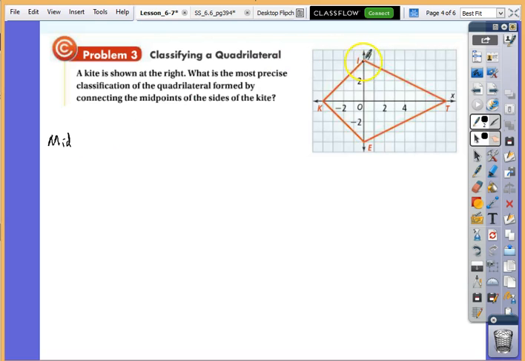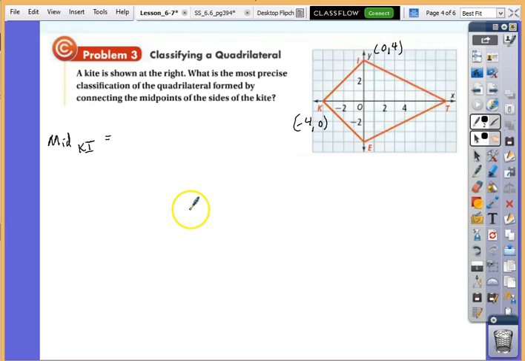What is that letter? That looks like an I to me. Does that sound right? Okay. The midpoint of KI: K is at negative 4, 0. And I is at 0, 4.